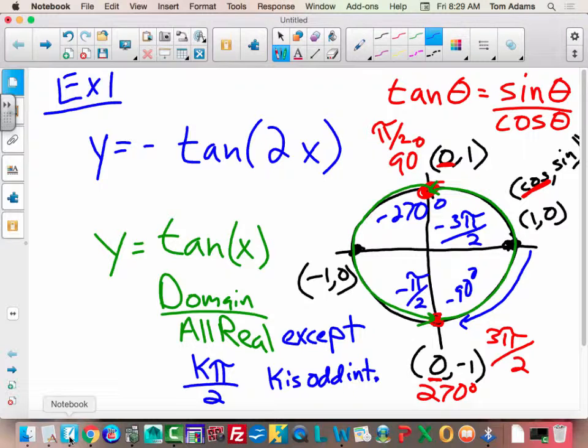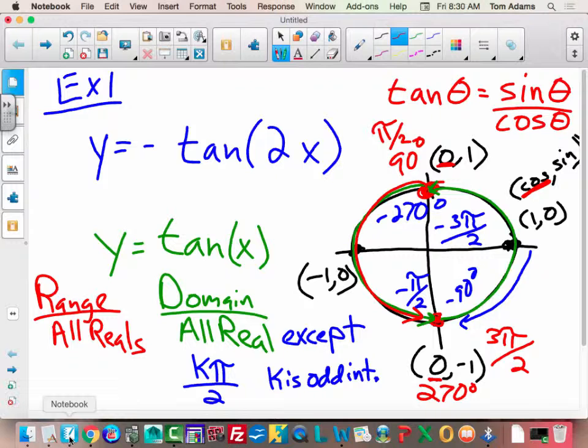What is the range for this though? For tangent? The range for tangent is all reals. And then lastly, what is the normal period? How often does that cycle repeat? After 180 or pi. So we would say that the period of this thing is pi.